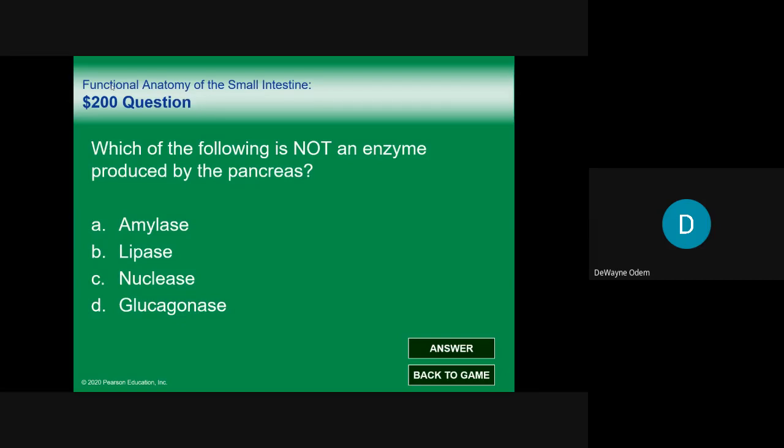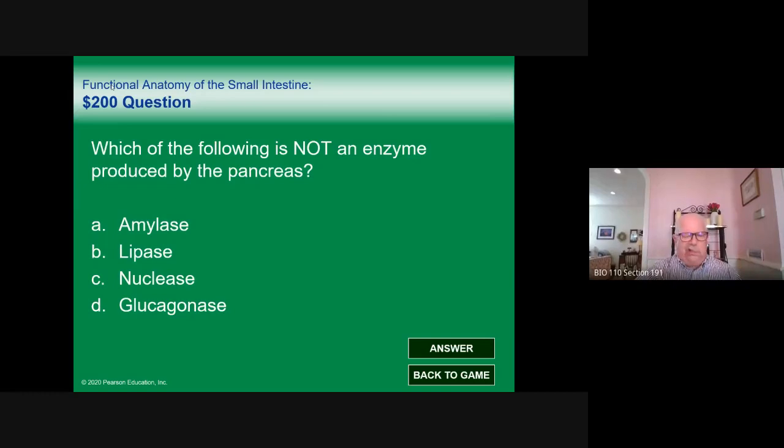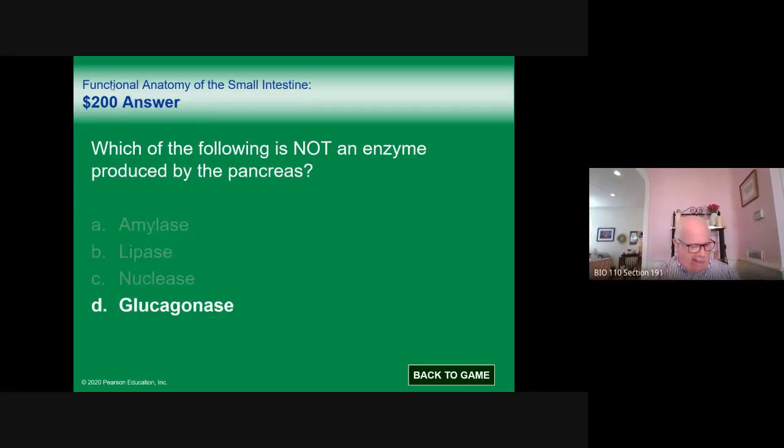To C. No, it's actually D. There's no such thing as that enzyme. That's a made up enzyme. That's made up.